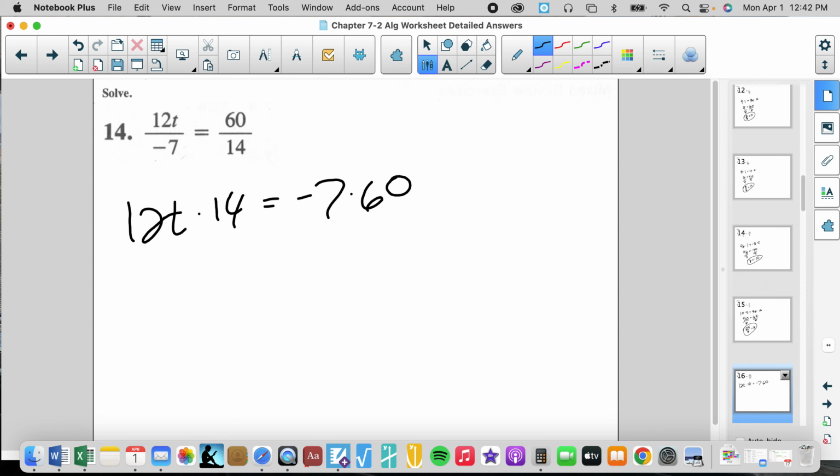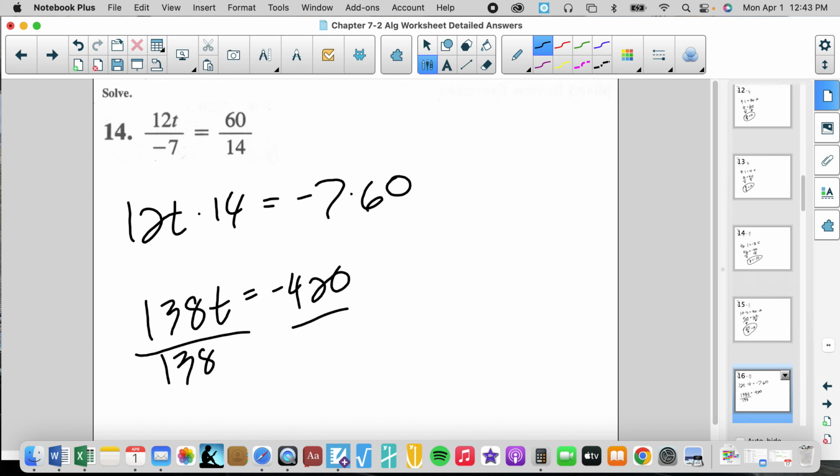14 times 12, so that's 24, 144, and 24, 138. t equals -420. Divide by 138. Is this going to be that ugly of a number?